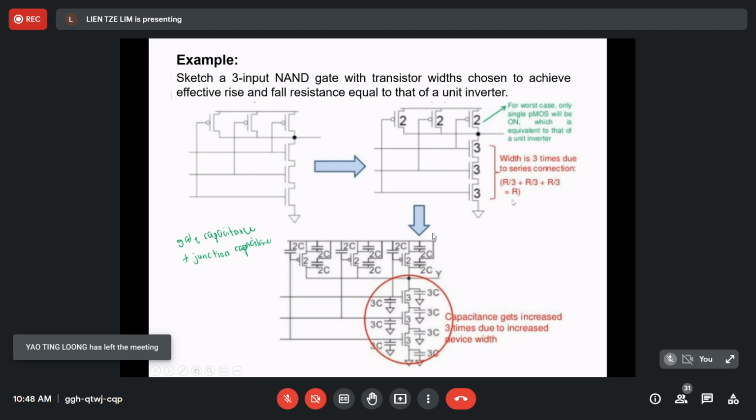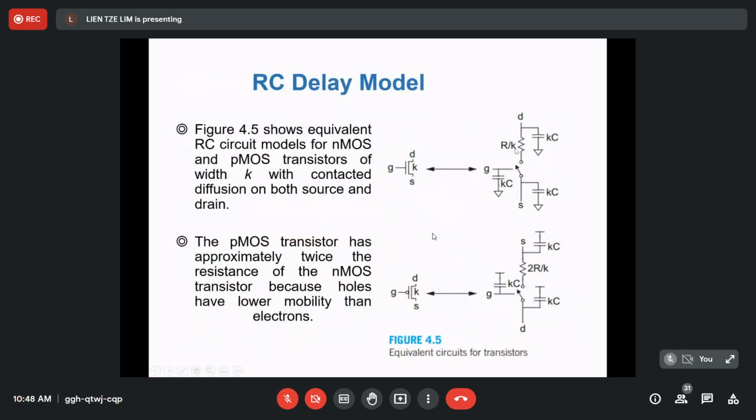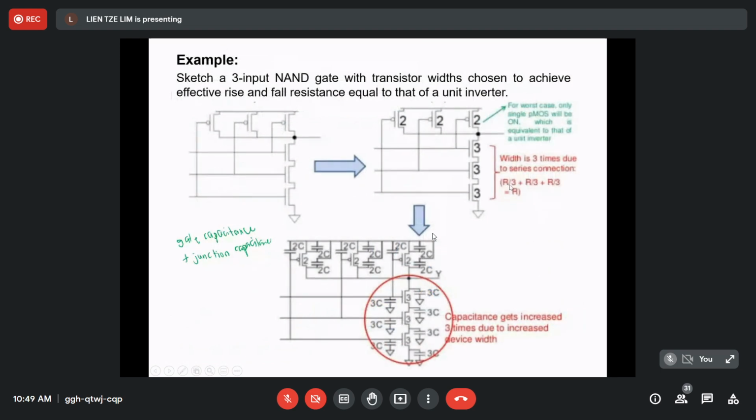If you see the diagram that I just showed you, we refer to the NMOS. You see here R divided by K. The width of the NMOS is 3, so it is R divided by 3. And then, because they are in series, all are summed up together, so the equivalent total resistance equals R. For the PMOS we use the same method: we refer to the PMOS and use it to determine the resistance.